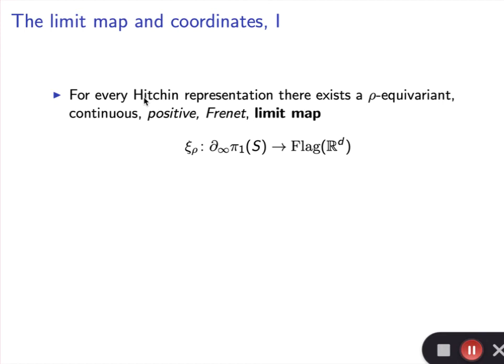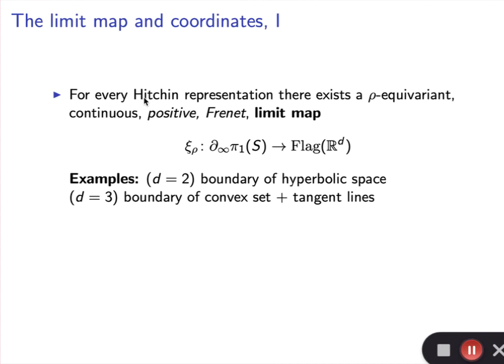I'm not going to define this, but we have examples. For d equal to 2, this is a map from the boundary of the group to the boundary of hyperbolic space. And for d equal to 3, it's a map to the boundary of the convex set omega plus the tangent lines at each point on the boundary. So this forms a flag, a point and a line passing through that point. These are some of the main tools we use in this work.